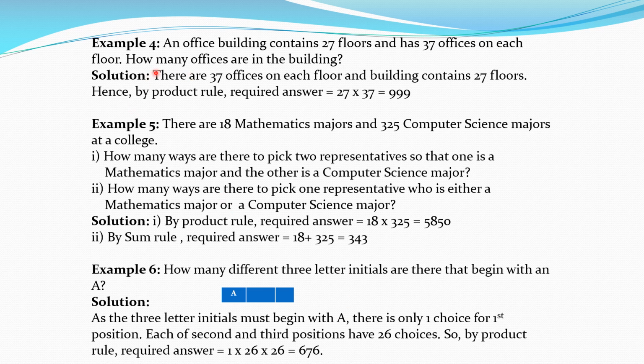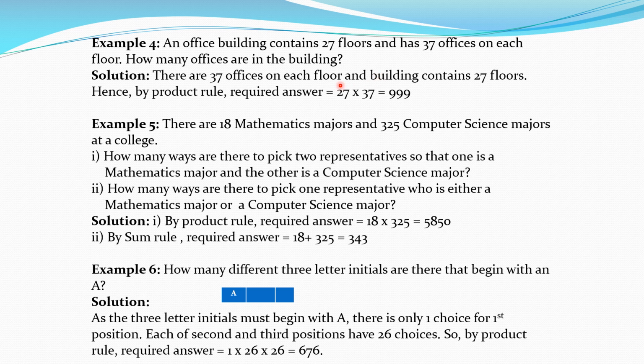Now, see fourth example. An office building contains 27 floors and has 37 offices on each floor. How many offices are in the building? See, on first floor there are 37 offices. On second floor there are 37 offices. Means for each floor there are 37 offices and 27 such floors are there.